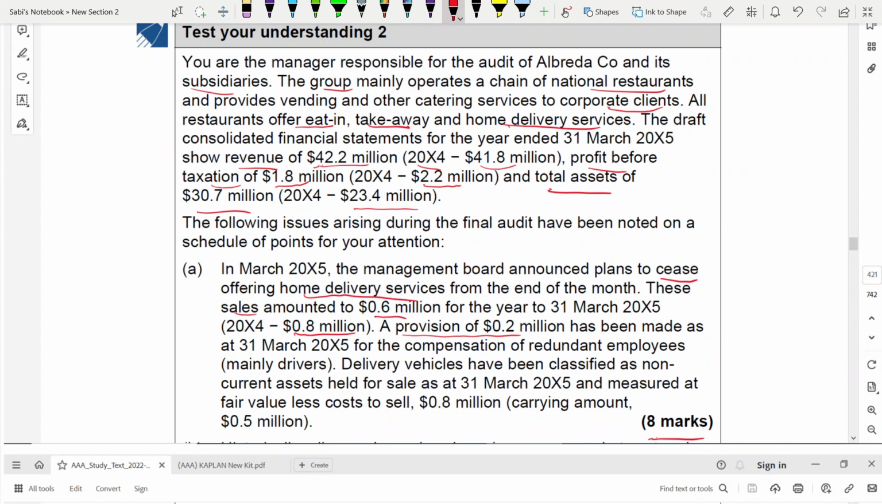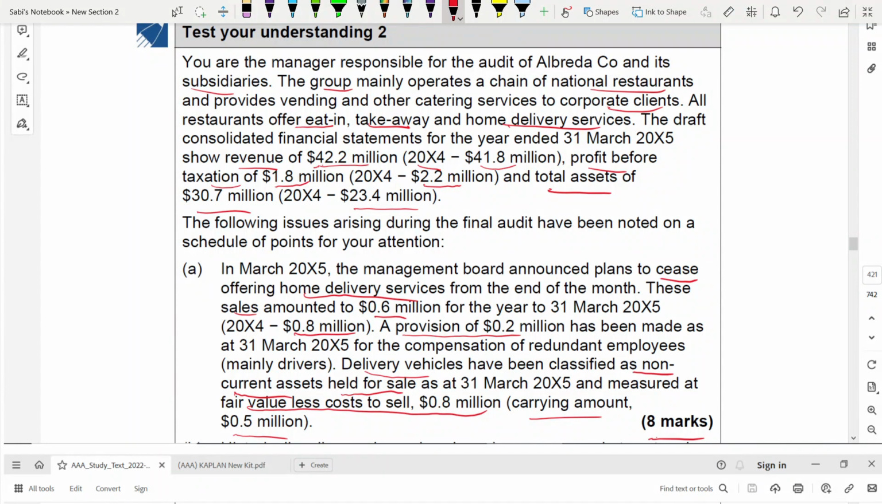And this delivery vehicle, because we are going to cease the home delivery service, has been classified as non-current assets held for sale, and it has been measured at fair value less cost to sell 0.8 million, but the carrying amount was 0.5 million, which is even less than fair value less cost to sell. Sounds like something is wrong here also. Why?